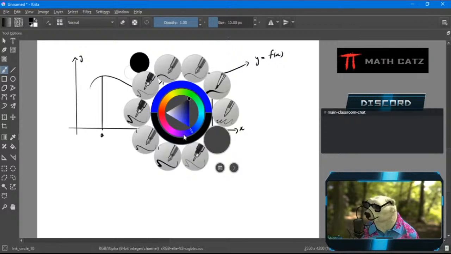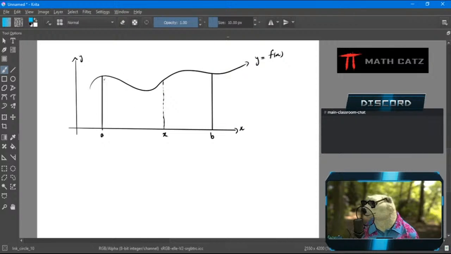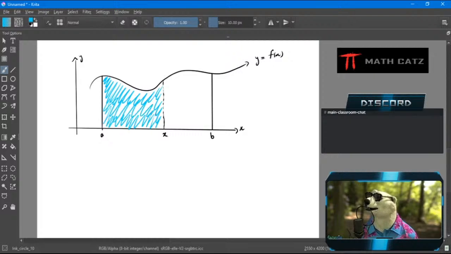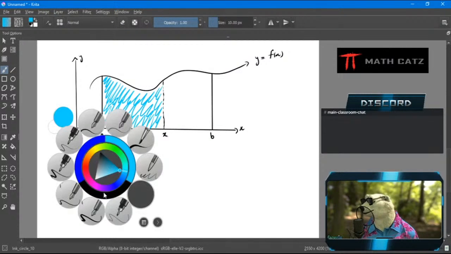So we're not going to make that blue. Let's make that maybe a very, very light blue, because it's not our complete area. So we're just going to try and figure out how I can work with the area from A to some X value. So let's go back here.